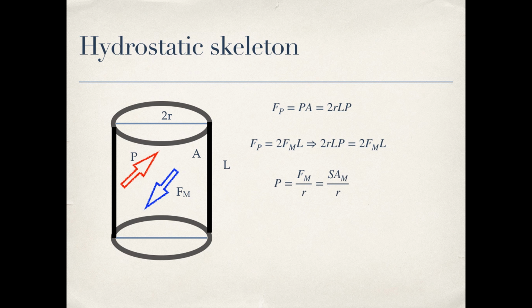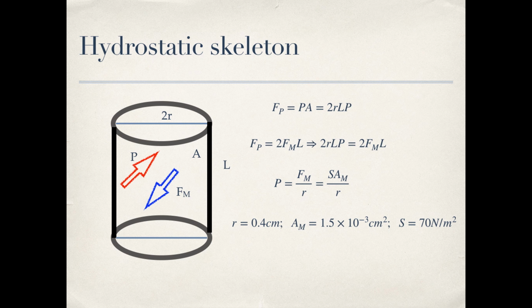Then I can solve it, and I have the relation between external pressure and the force Fm. And as you see, this force is proportional to the area of a muscle per unit length and inversely proportional to the radius of the animal. So with that formula, I can calculate that force, that pressure, for a particular animal with a hydrostatic skeleton.